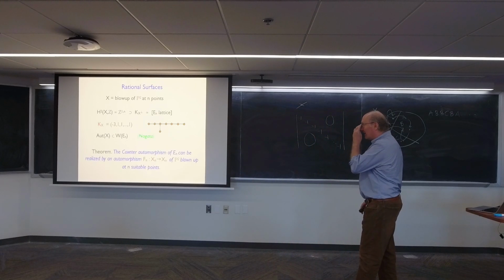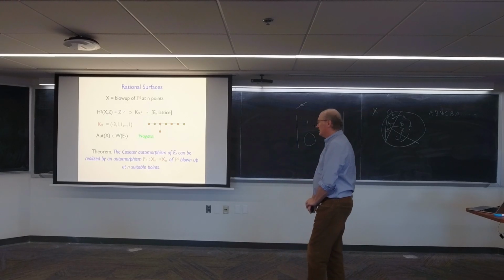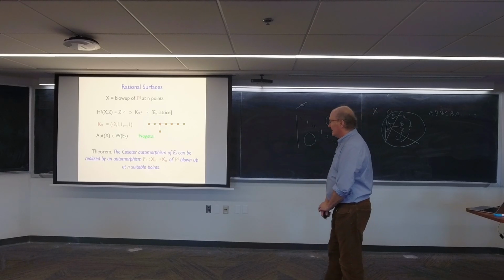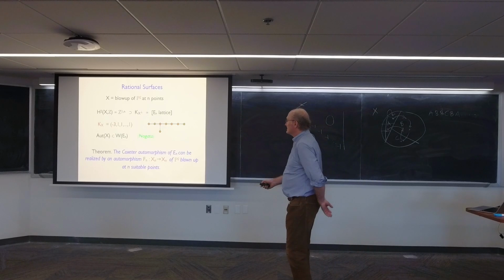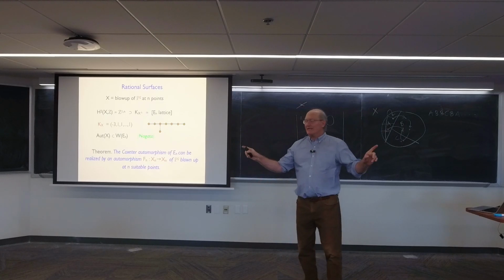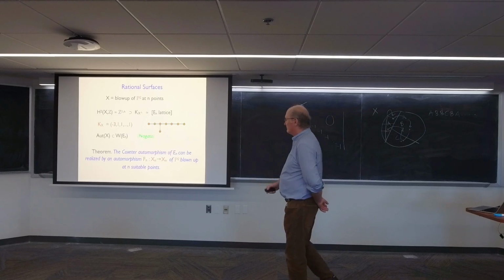Okay, so here is one of the synthesis theorems for P2. This theorem is sufficient to answer our question of what is the minimum possible entropy for rational surfaces. And the theorem is: the Coxeter automorphism, the one I mentioned before, reflection in all of these red dots of the E_n diagram, can be realized by an automorphism of a suitable blowup of P2 at n points.